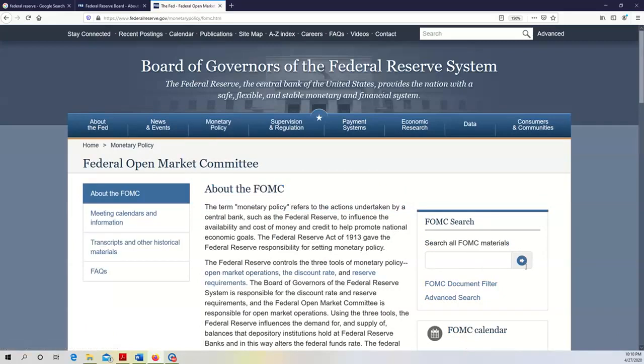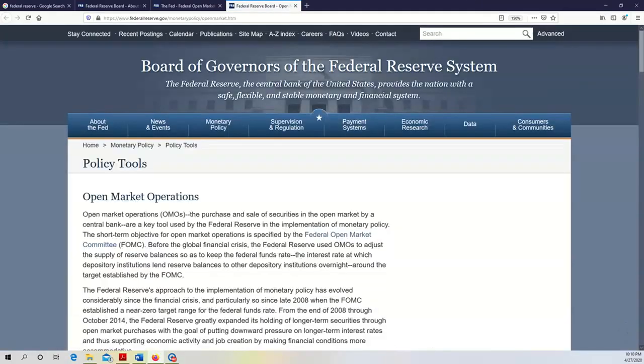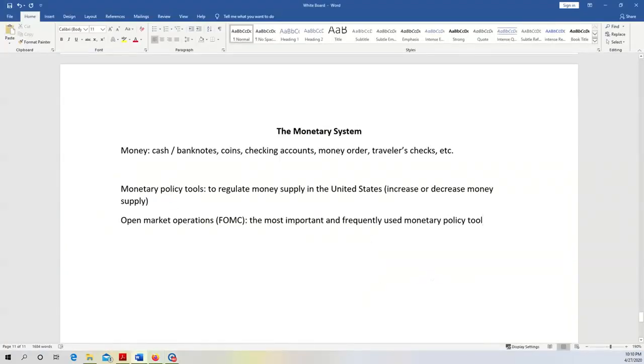So there are several monetary policy tools, and we are talking about so-called open market operations. Let me open this one. So what are open market operations, OMOs? Essentially, that's a decision. The Federal Open Market Committee decides whether or not they are going to print new money and then use that newly printed money to buy U.S. federal government bonds.